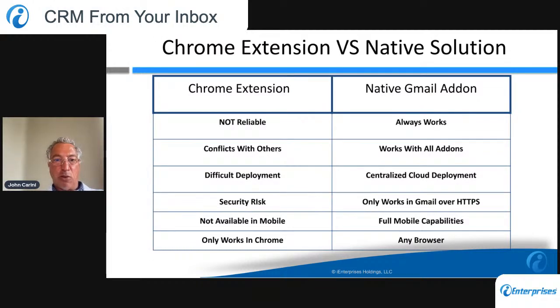Just a little bit more about Chrome extensions versus our native Gmail add-on. This is only applicable if you use Gmail. So Chrome extensions just aren't reliable. They conflict with others. They're hard to deploy. They're a security risk. And ours really isn't like that. They pretty much always work, these Gmail add-ons. They're on the right side of Gmail, right? Or Google Calendar. It works nicely with other add-ons, whereas these Chrome extensions get in the way.